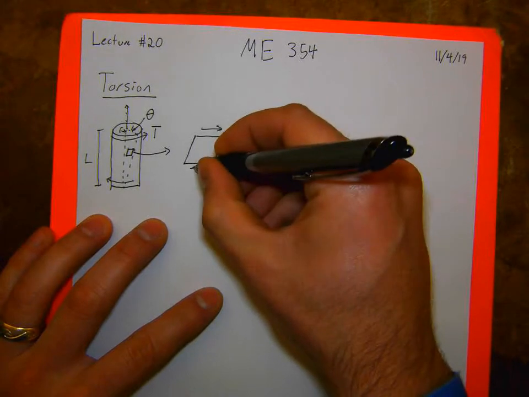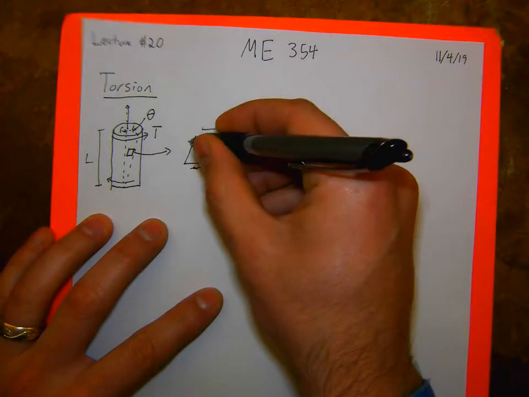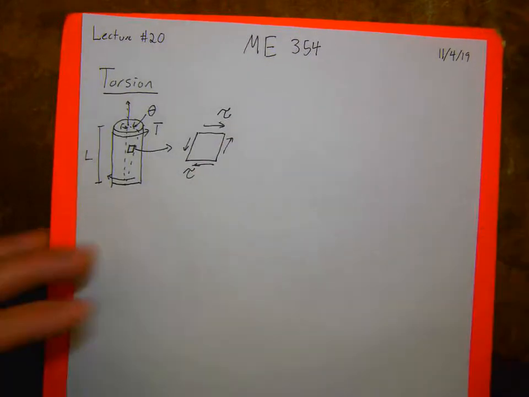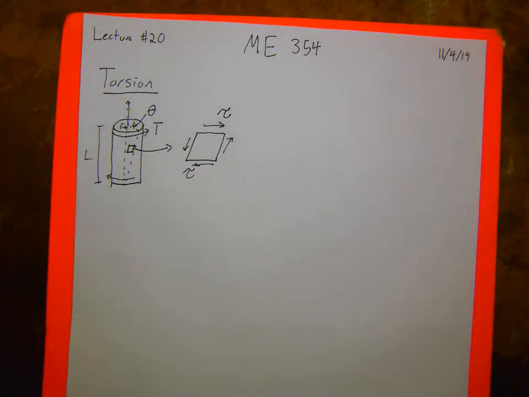This is one of the few tests where you can actually get a state of pure shear, with the other two being an Iosepescu and a V-notch shear test, which actually I'd like to show you because they're a little bit more relevant to actual industrial scale testing. But we won't be doing them in this class because there's a little bit more interesting analysis with this.